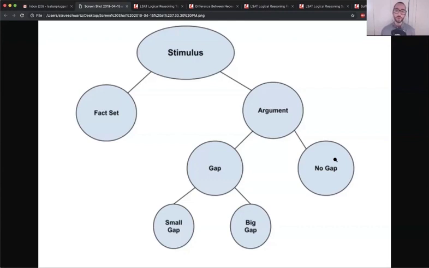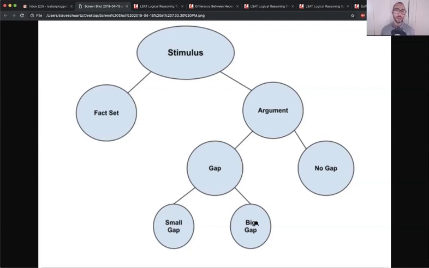Most logical reasoning questions are arguments that contain gaps. But when we have an argument that contains a gap, the next question is, well, how big is the gap? It could be small or it could be big. And the question then is, of course, how do you decide whether it's a small gap or a big gap? And the answer is, you personally, the test taker, you don't really have to decide.